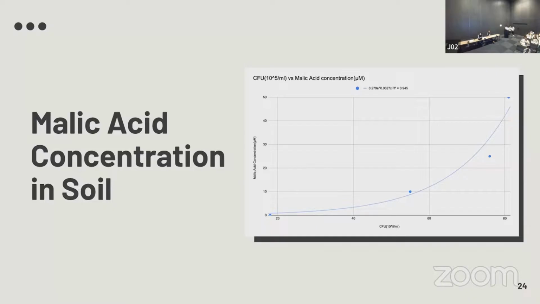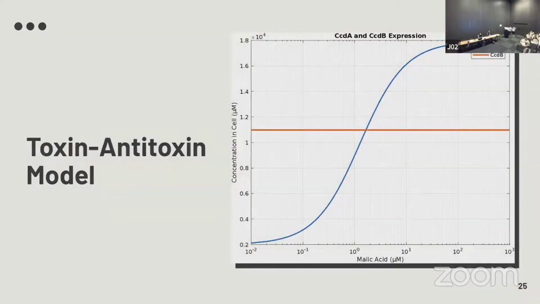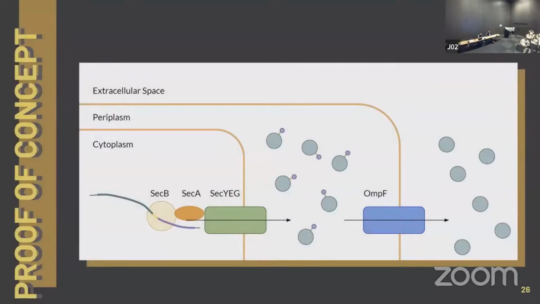roughly 24.3. And according to the results of our toxin-antitoxin model, it's shown that CcdA dominates over CcdB around 1 to 10 micromolar of malic acid, and this basically sort of corresponds to the fact that there are 24.3 micromolar of malic acid in the root system of banana. So this demonstrates that our kill switch system can in fact contain the bacteria into our designated areas.